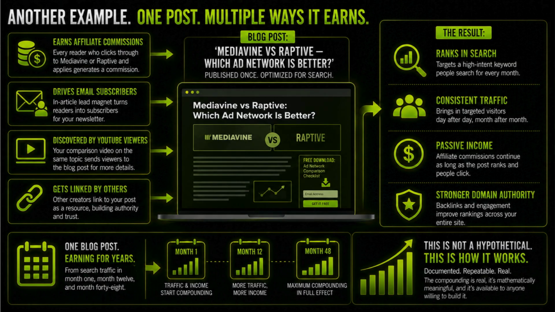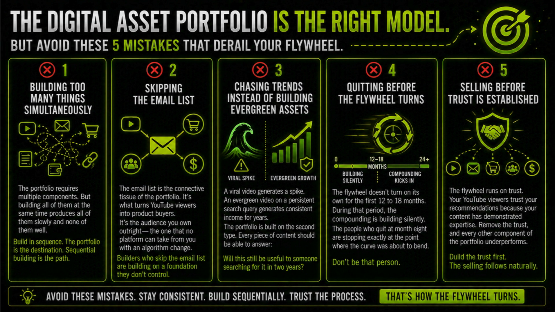It's not hypothetical. This is a documented behavior of evergreen content on platforms that reward quality and consistency. The compounding is real, it's mathematically meaningful, and it's available to anyone willing to build it. The digital asset portfolio is the right model. That doesn't mean it's immune to failure. There are 5 specific mistakes that derail it for people who understand the concept but execute it incorrectly.